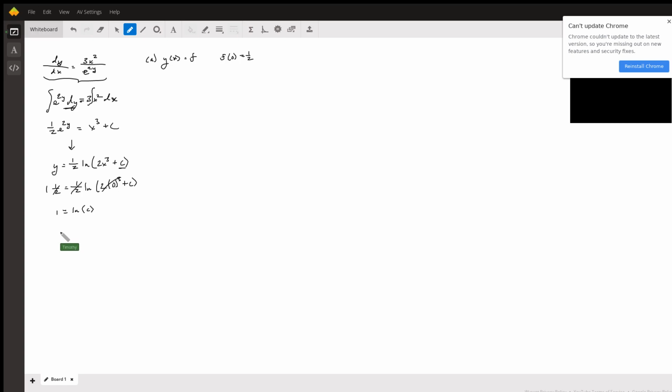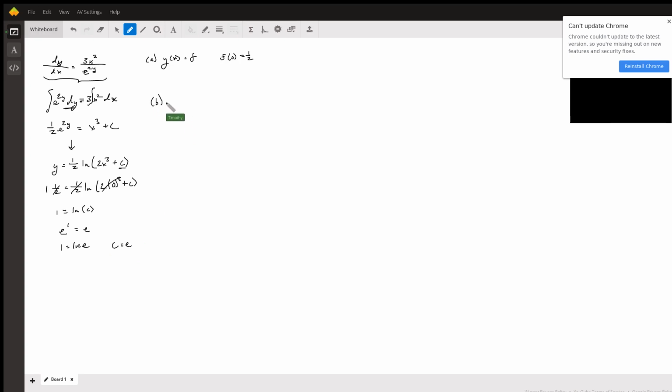Well, we know that e to the 1, e to the first power, is equal to e. Now, the ln is the exponent, so c will simply be equal to e. So we just have 1 is equal to ln e. So c is equal to e. All right, so now that we have our equation, we can go ahead and find the domain and range.